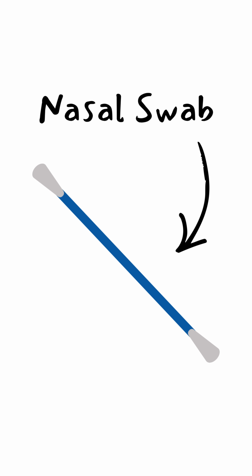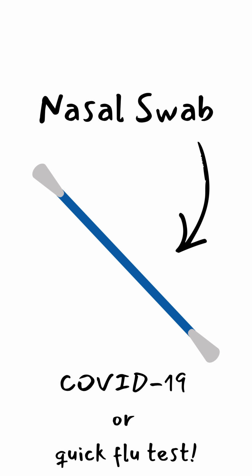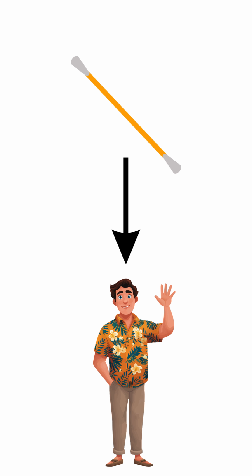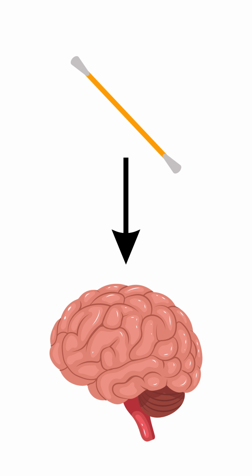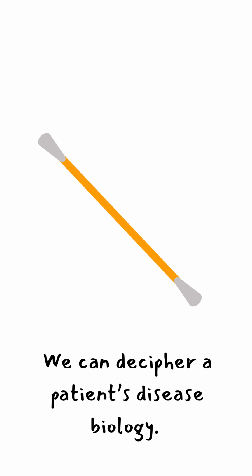We've all seen one of these, a simple nasal swab. It's usually used for something routine, like a COVID-19 or flu test. But at Unravel, this swab becomes something much more powerful. A window into the entire body, even complex organs like the brain. All without ever needing a highly invasive brain biopsy, we can decipher a patient's disease biology.